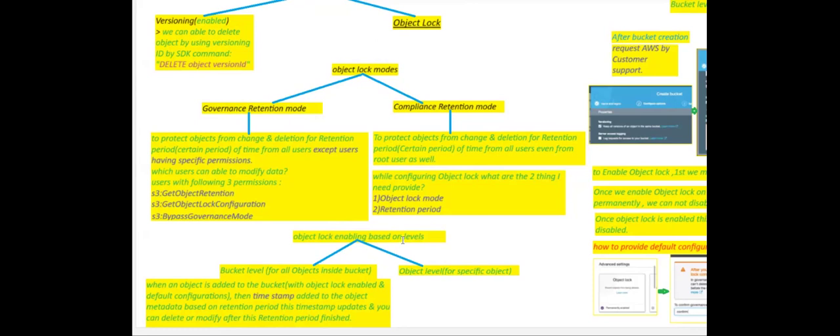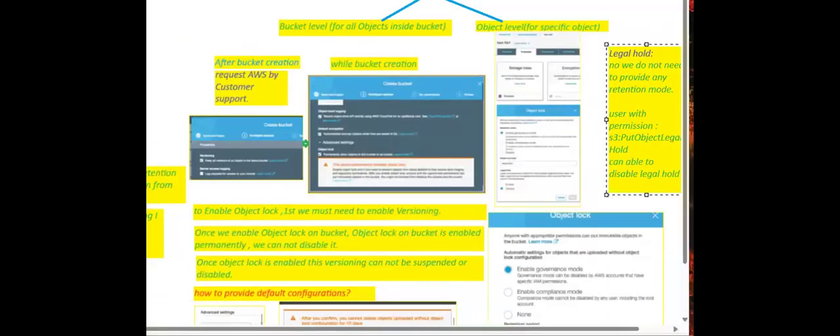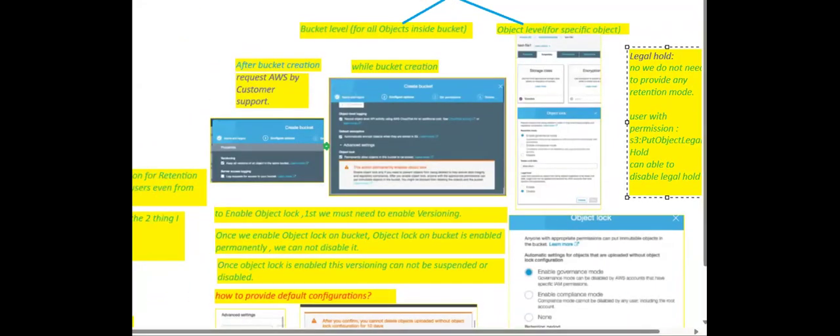So to provide object lock to your bucket, what are the different levels that you can provide? Bucket level you can provide and object level you can provide. So if you want to provide at bucket level, then is it possible for me to provide this after creation? After bucket creation, can I provide this? If you want to provide after bucket creation, then you need to request AWS by customer support. So if you want to provide while bucket creation, then you can provide from the configurations.